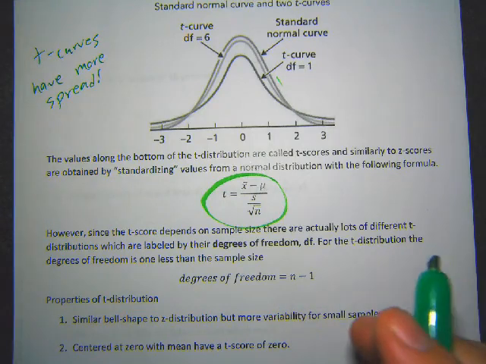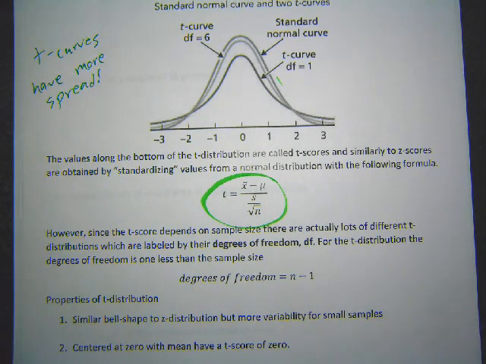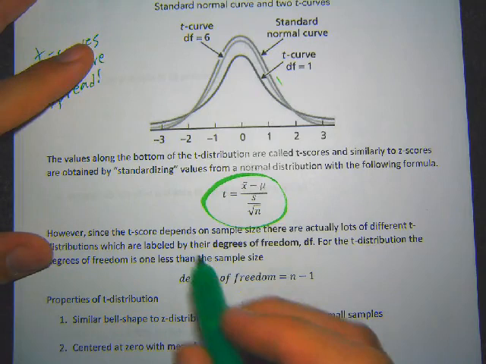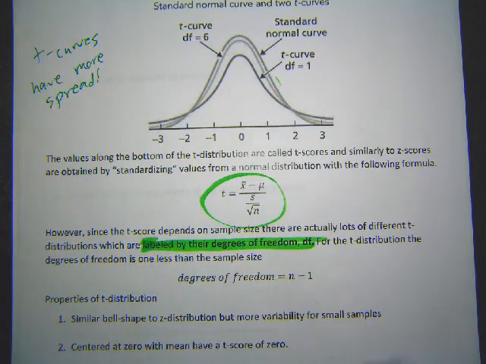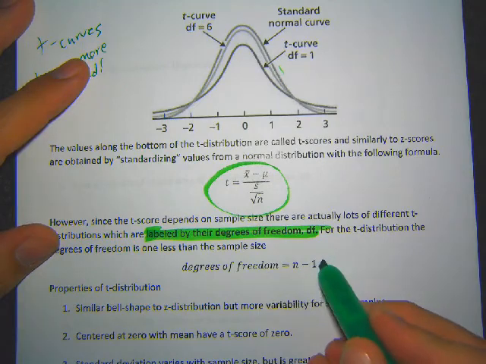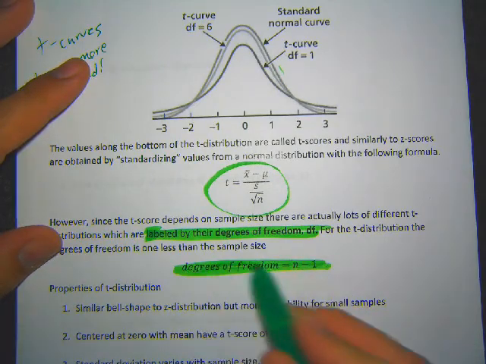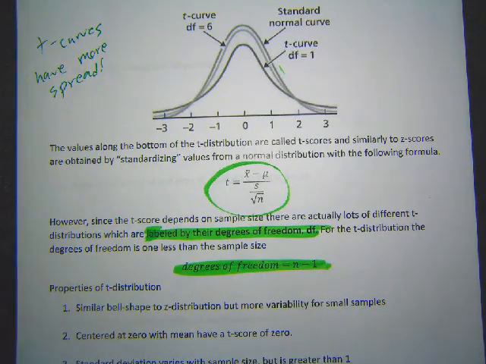To help us out when we make charts of these t-distributions, we label them by what we call their degrees of freedom. So the degrees of freedom, just a fancy name for us, is basically really similar to the sample size. The degrees of freedom is always just one less than the sample size. So if you survey 30 people, the degrees of freedom will be 29. That's really what we'll do with it, basically. Degrees of freedom is pretty easy to figure out because it's always one less than the sample size.